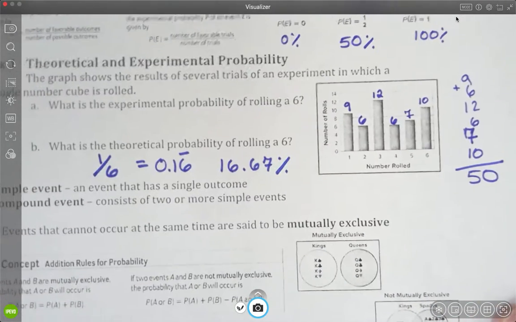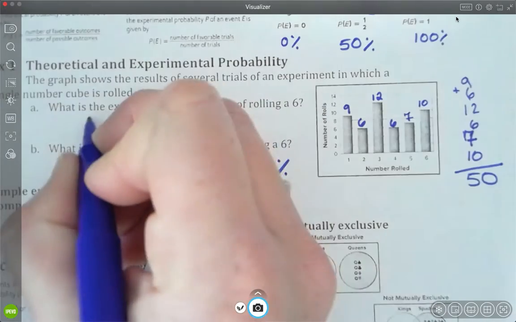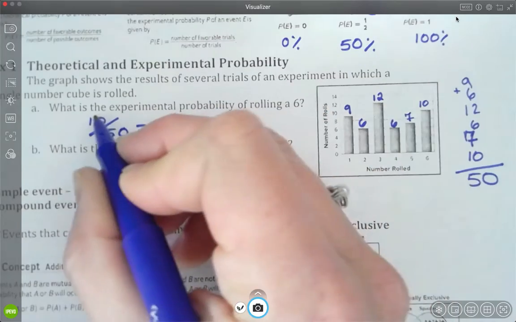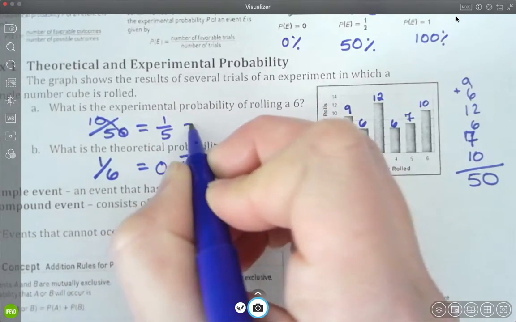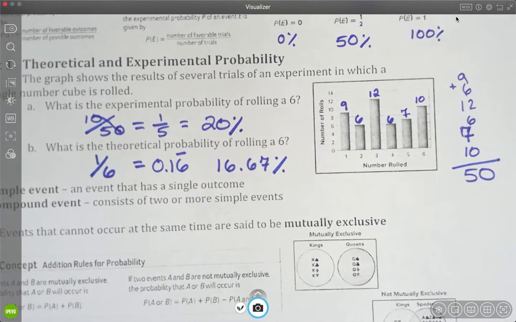So, what is the probability of rolling a 6? How many times did they roll a 6? What was the chances of them rolling a 6? They rolled a 6 how many times? 10 out of 50, which reduced, please always reduce, 1/5, which is 20%. So, I should roll it 16 or 17% of the time.